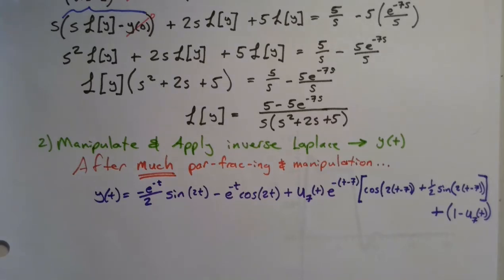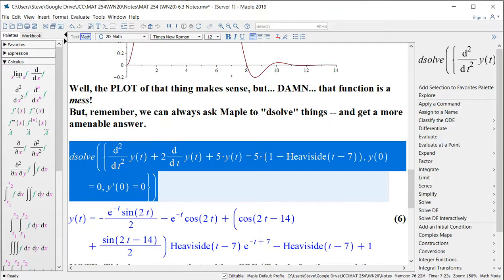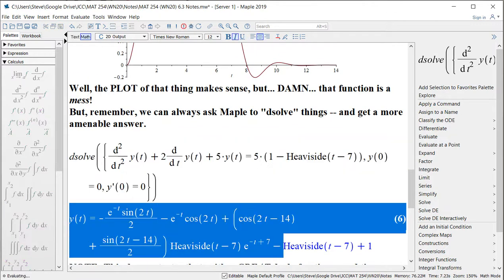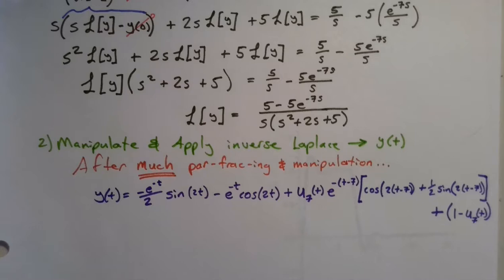I want you to use the computer, but I want you to be able to see where each one of these parts comes from. And by the way, just as a reminder, we can always use Maple to just dsolve this right out of the get-go. And Maple will apply it and wind up with exactly the solution that I just wrote down. So going back to what we see as the solution, it's worth pulling out the pieces and identifying what the pieces of this are.